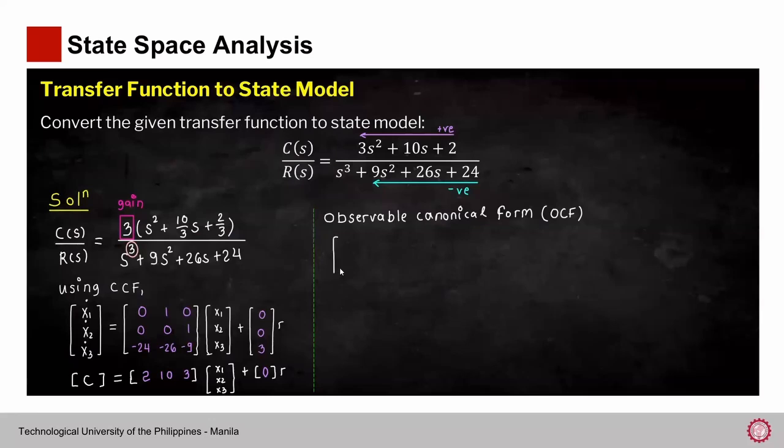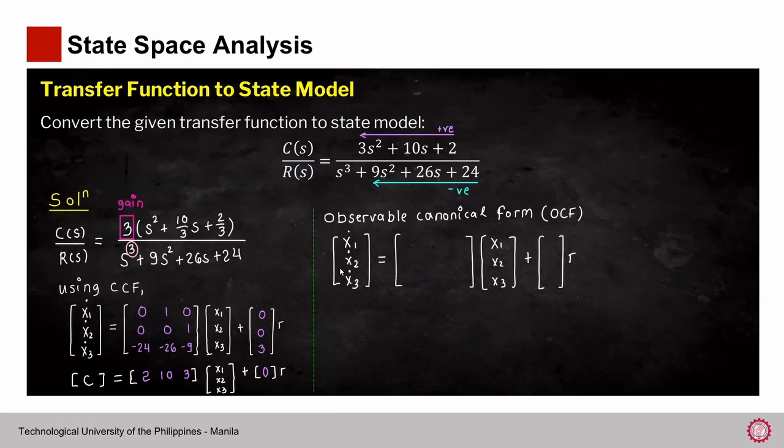So how is that, sir? Let's just copy the state variables. So we have x1 dot, x2 dot, x3 dot, equal to, so we have another state matrix, guys. And then this is the state variable, x1, x2, x3. And then we have the input matrix, and this is definitely R.